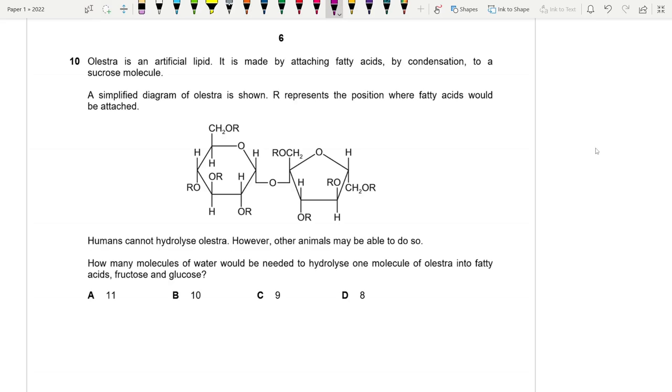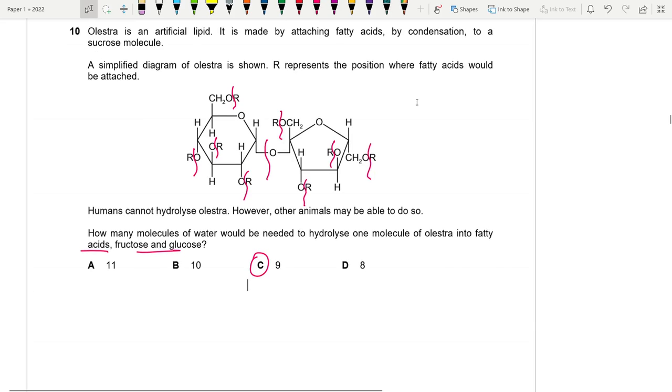Interesting. So guys, look at the answer. Basically, there will be one hydrolysis here since the R is a fatty acid. One over here. 1, 2, 3, 4, 5, 6, 7, 8. That's 8 fatty acids. Fructose and glucose. So this glycosidic bond over here. So in total, 9. 10C. Great.